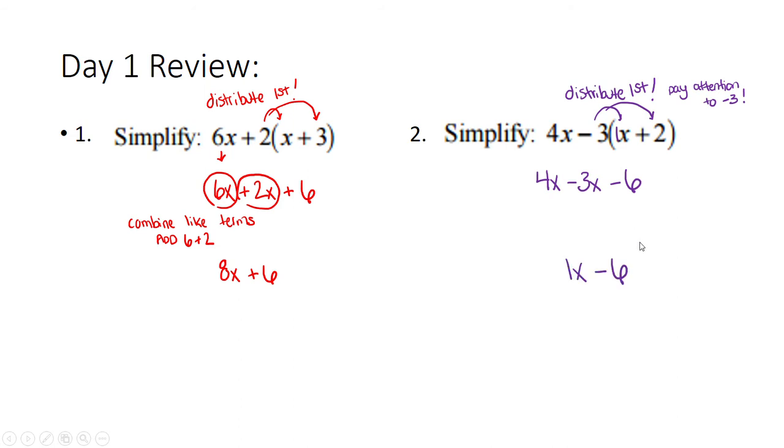Now when you combine like terms, you're combining 4 plus negative 3, or because plus minus is the same thing as minus 3, 4 minus 3 becomes your 1x. And this is your answer, 1x minus 6, because those are not like terms.